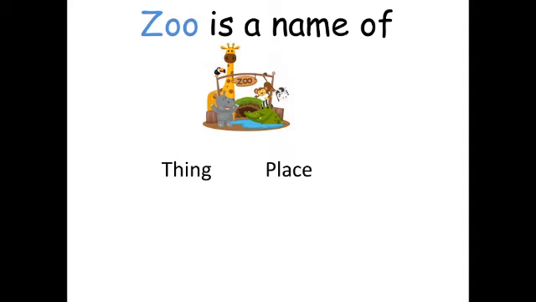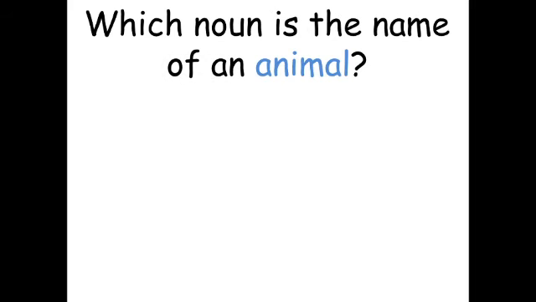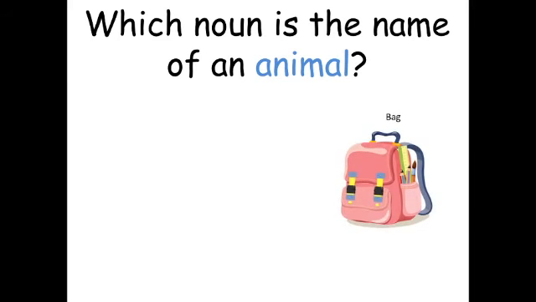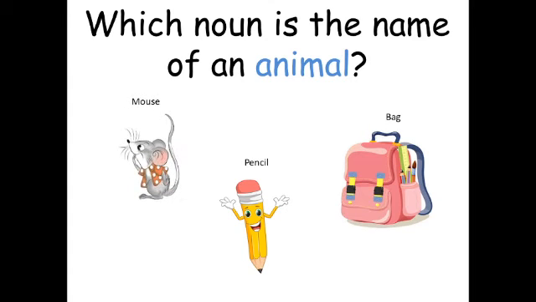Zoo is a name of a thing or a place? It's not that difficult, is it? We know that zoo is a name of a place. Very well done. Bravo. Which noun is the name of an animal? Is it a bag or a pencil or a mouse? Easy. It's a mouse. Very well done.